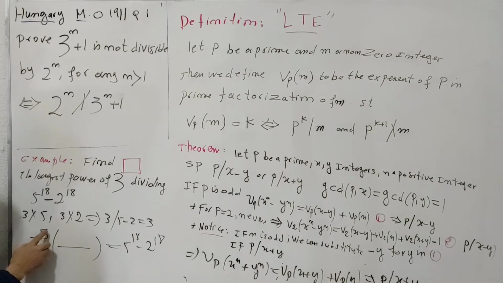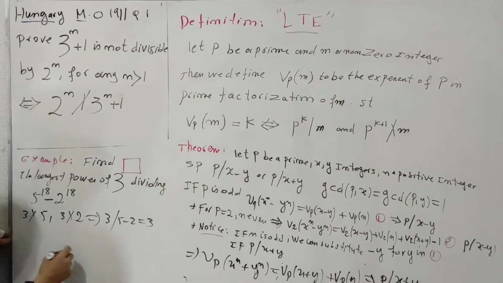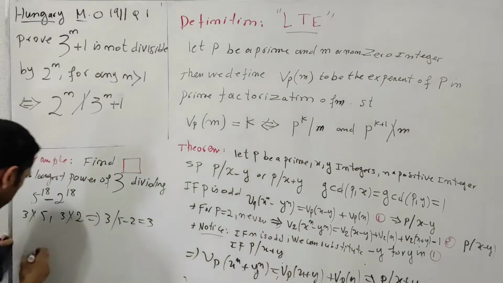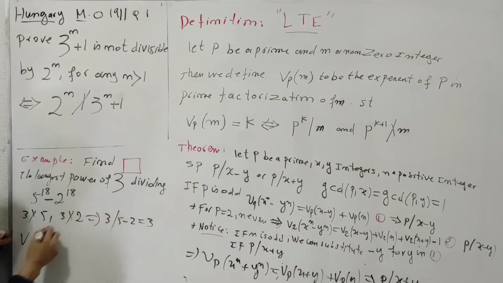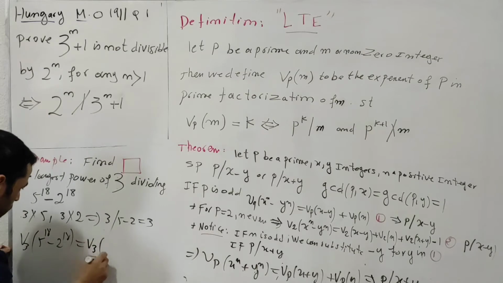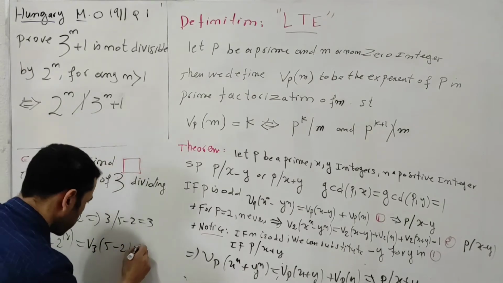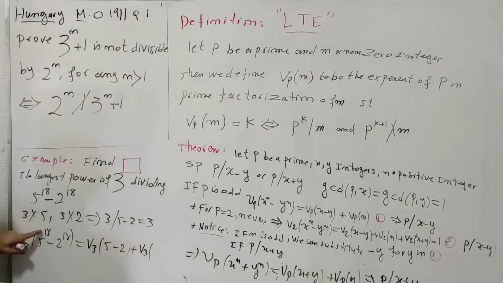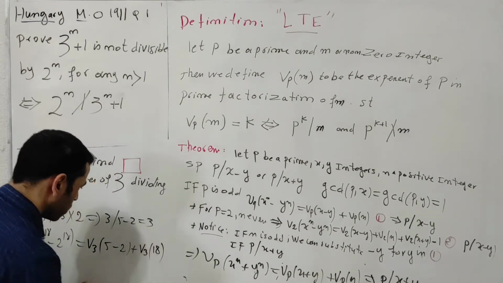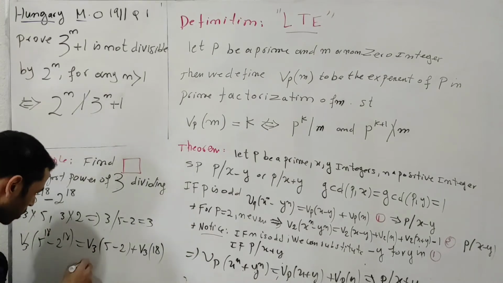So I'm going to find this exponent. We are going to find the largest power of 3. Now I'm allowed to apply this theorem, okay. So we'll have v_3(5^18 - 2^18) equals v_3(5 - 2) plus v_3(18), okay. So this 5 minus 2 is number 3.